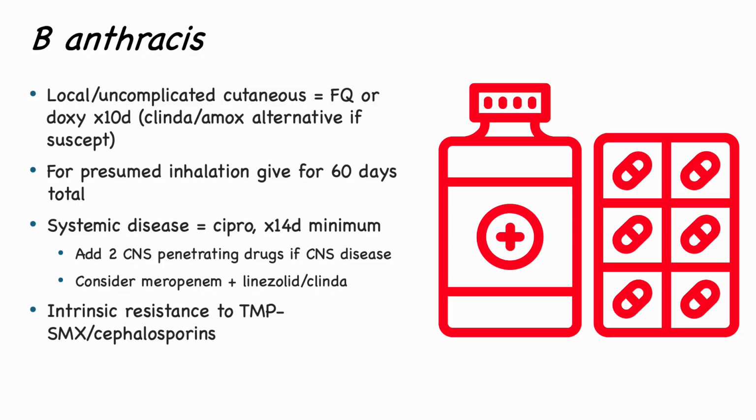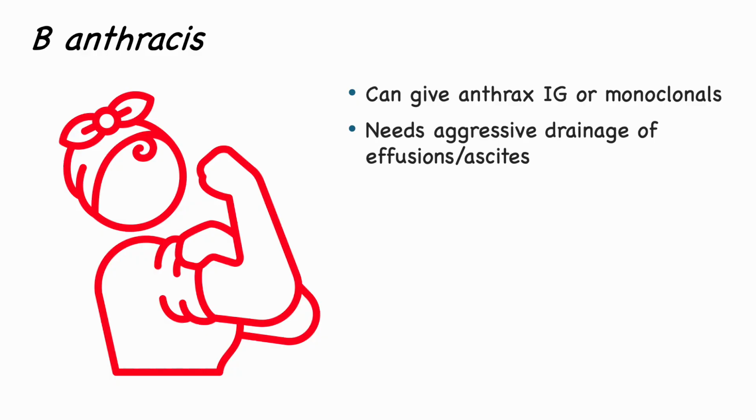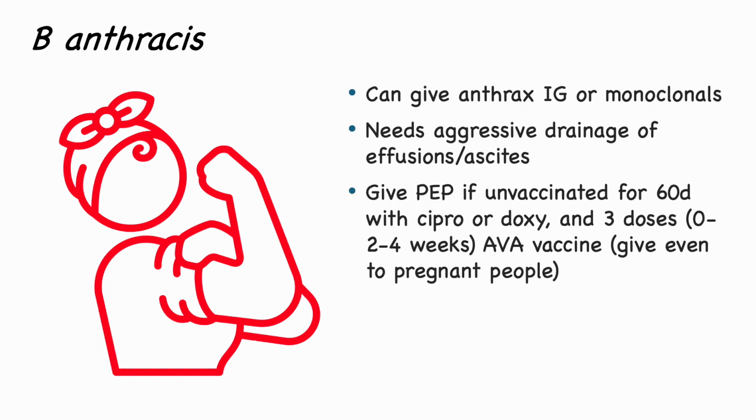Once again, if you have CNS disease or concerns for it, you should make sure that you have a CNS active drug, and often should have 2. And then some helpful trivia is that Bacillus anthracis is intrinsically resistant to Bactrim. So beyond treatment with antibiotics, there's also immunoglobulin and some monoclonal antibodies that are available. Source control is also important, and if a patient has a fluid collection, drainage should be strongly considered.